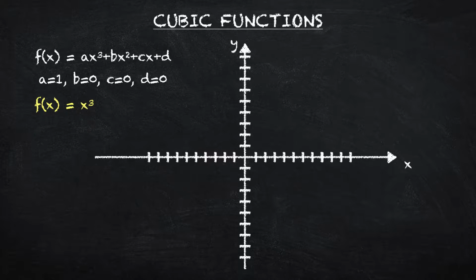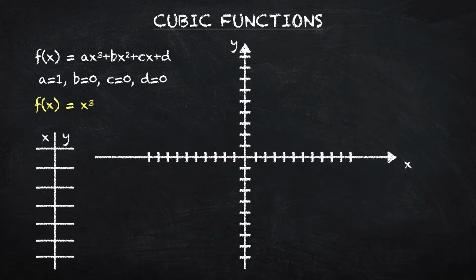To understand the shape of the cubic function in the Cartesian plane, we can write a small table where we give some values to x, which is our variable, and we compute the corresponding values of y. So 0 to the power of 3 is 0, so y is 0 in the first case. Then we have 1, and 1 to the power of 3 is 1. 2 to the power of 3 is 8.